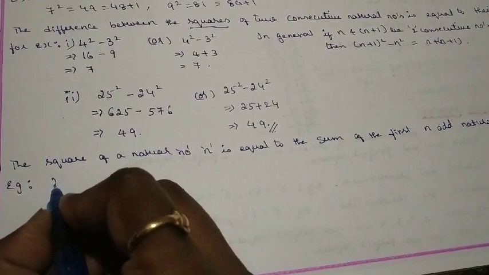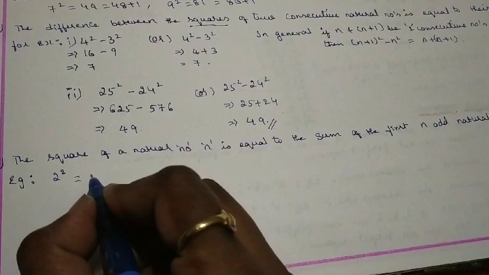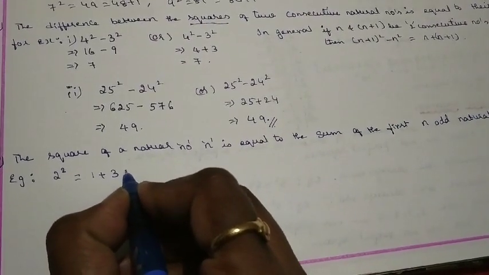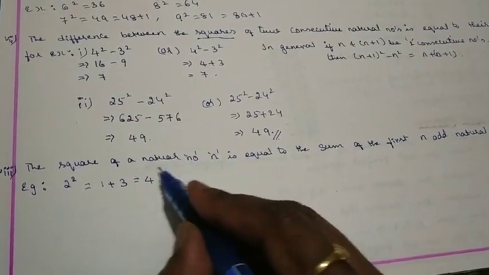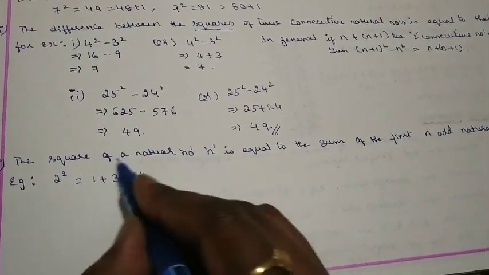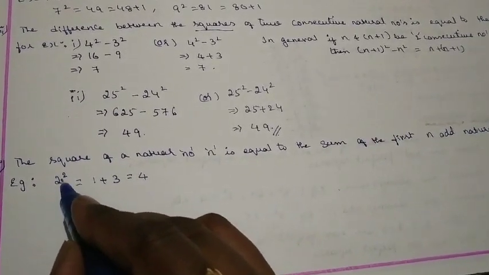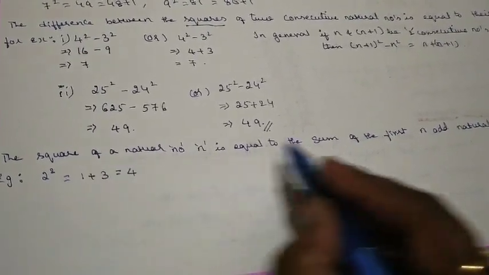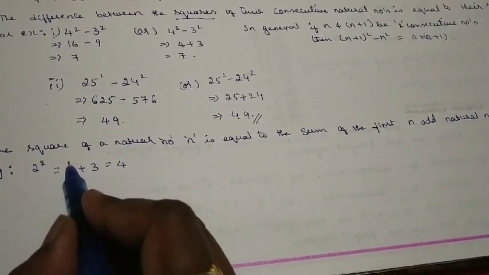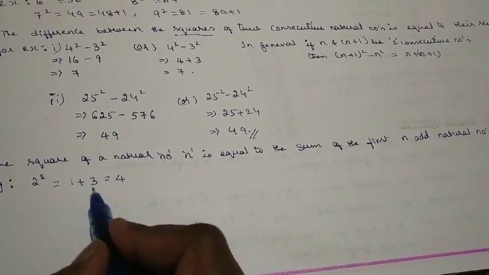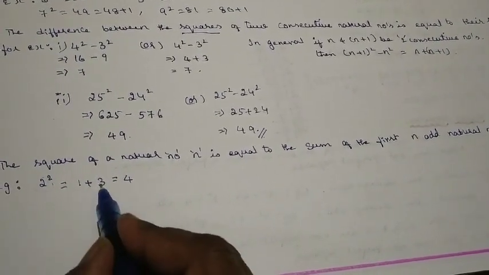Let me take 2 square. 2 square can be written as 1 plus 3 equal to 4. Is it not 2 square? Yes. How? He said the square of a natural number n. What is the natural number I have taken in place of n? I have taken 2. 2's square is nothing but the sum of the first 2 odd natural numbers. The first odd number is 1, the next odd number is 3. So 1 plus 3 equals 4. Here the base is 2.